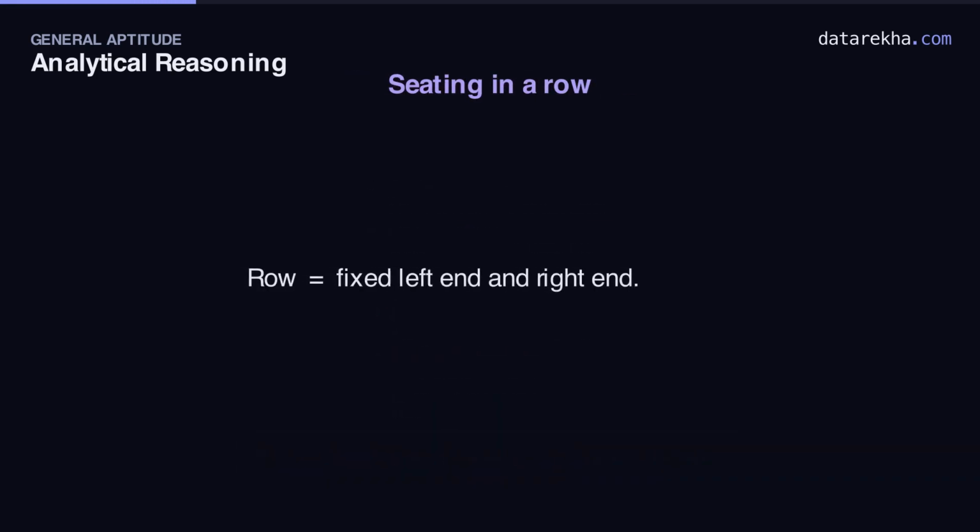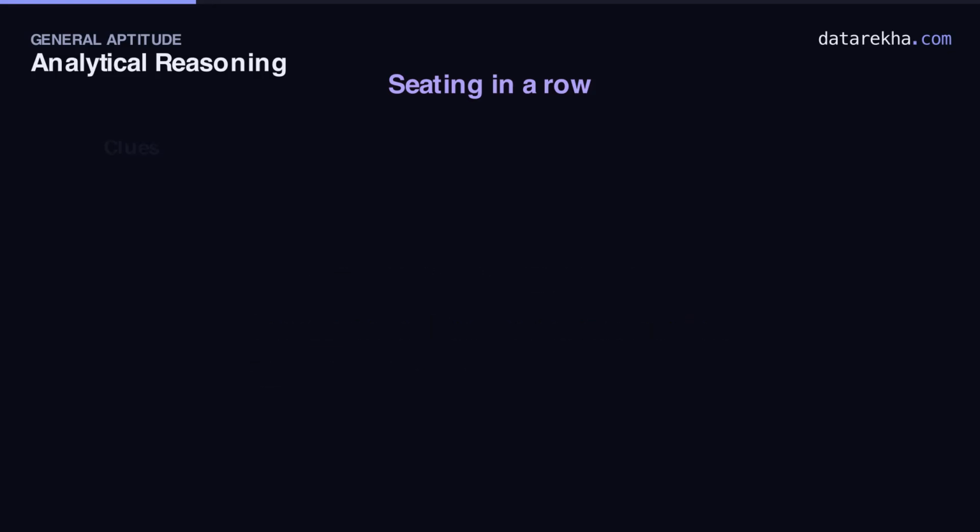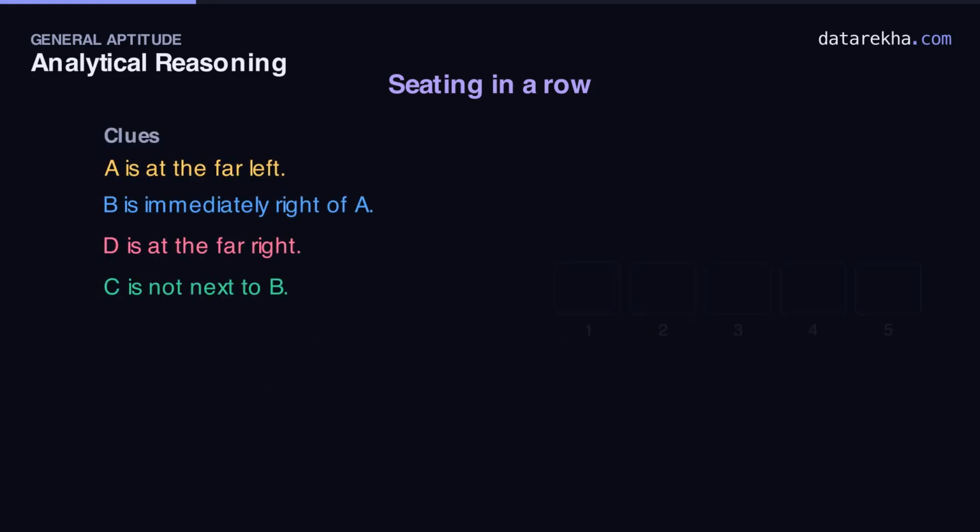Start with the simplest picture, a row. It has fixed ends, so every seat has a definite position. The method never changes. Draw the seats, plant the certain clues first, then place the rest around them. Here's a case. 5 friends, A through E, on a bench of 5 seats. 4 clues. A at the far left, B immediately right of A, D at the far right, and C not next to B. Let's draw the seats.